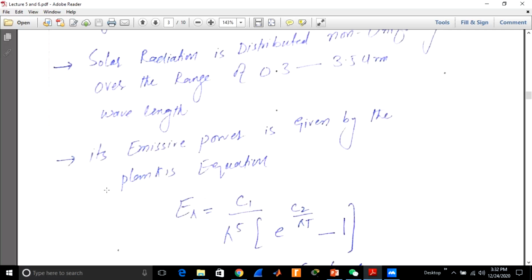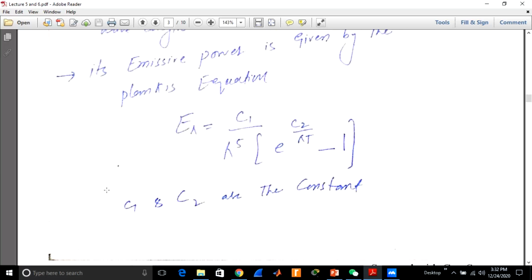The emissive power radiated by the sun is given by the equation known as Planck's equation. Planck said the emissive power at a specific wavelength, for example, in the ultraviolet range, how much emissive power does it emit? In the visible range, how much energy does it emit? And in the infrared. In the visible range, there are seven different wavelengths. If there is only a single wavelength, then it is called monochromatic waves. So the visible range consists of seven monochromatic waves.